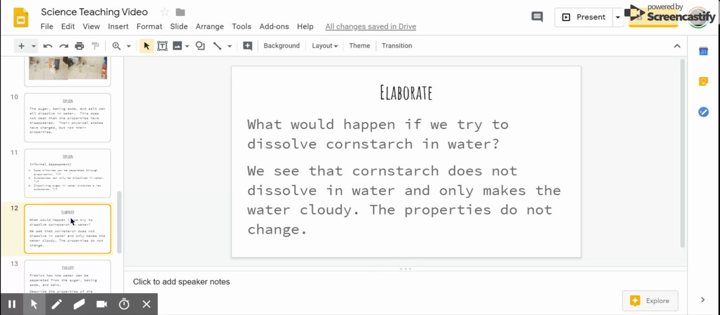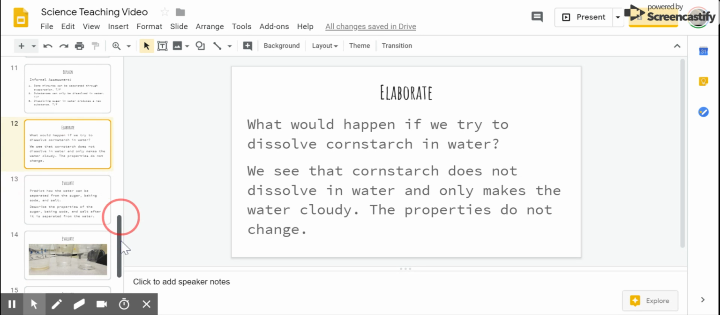To further elaborate, I would want to ask the students what would happen if we tried to dissolve cornstarch in water? We will see that cornstarch does not dissolve in water and it only makes the water cloudy. The properties do not change, just like the properties of the sugar, salt, and baking soda do not change. However, the cornstarch cannot dissolve, which is the difference between that substance and the other three.